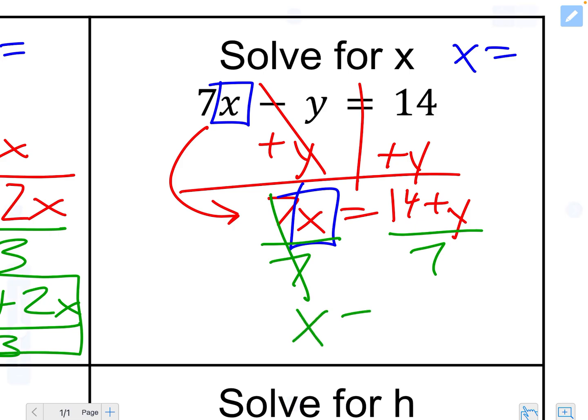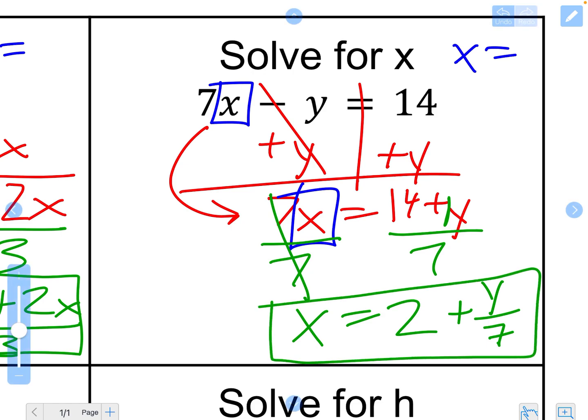I'm left with x. And so now I can do a little bit of math. Will 14 divide by 7? Yes, it is 2. So I'm going to go ahead and do 14 divided by 7. But will y divide by 7? And that, again, I know my invisible number in front of y is 1, so that cannot happen. So I just need to put down plus y divided by 7. And that is how we simplify that half of our equation.